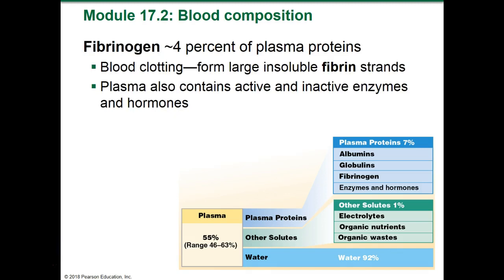Fibrinogen in particular is about 4% of plasma proteins. They're going to be important for blood clotting, and these form large insoluble fibrin strands when you have a clot. Plasma also has active and inactive enzymes and hormones.